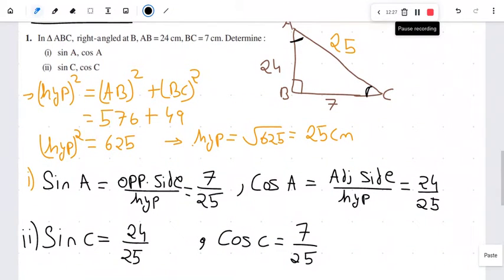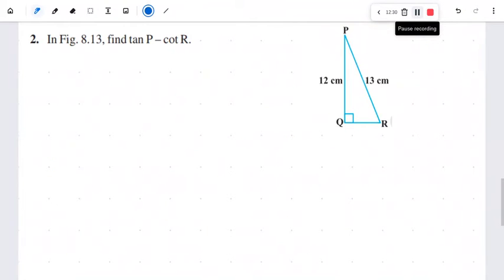Now let's move towards our question number 2. So students, our next question is, in figure 8.13, this is the given figure, we have to find the value of tan P minus cot R. So can we directly find it?